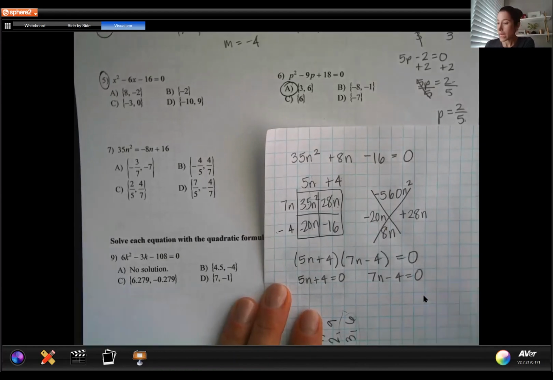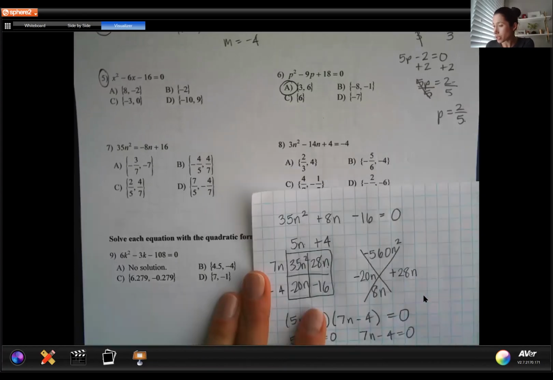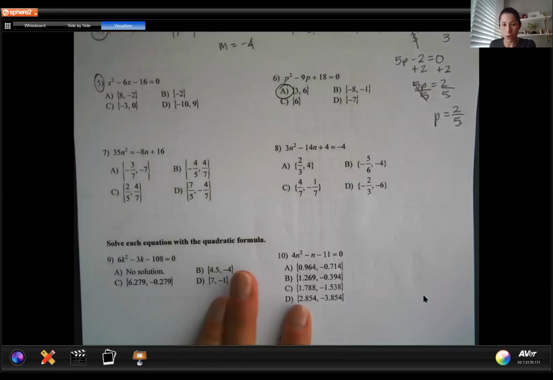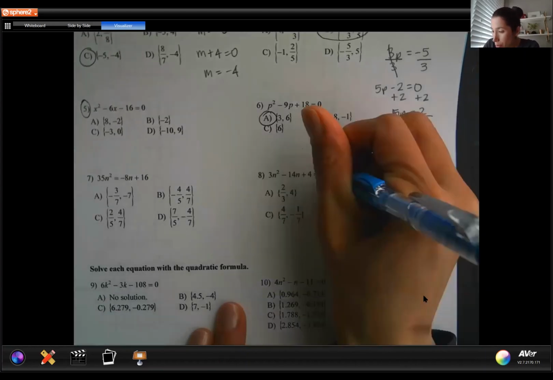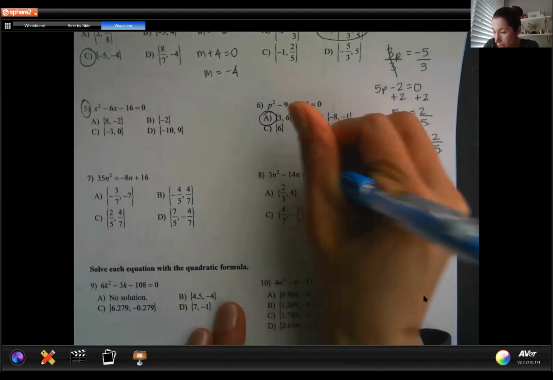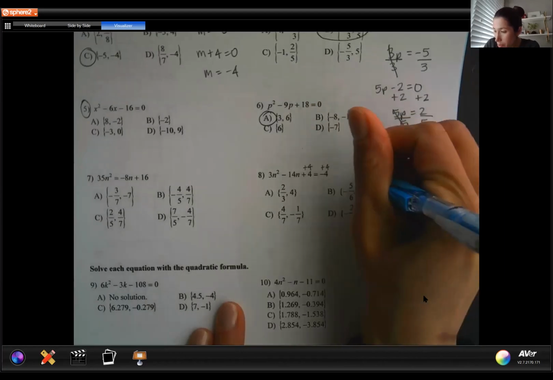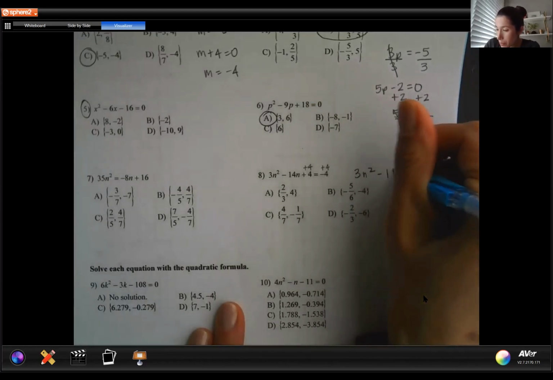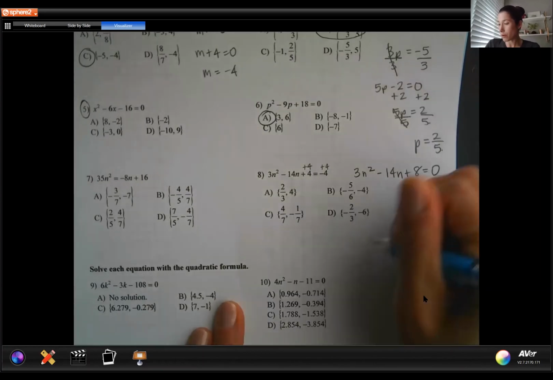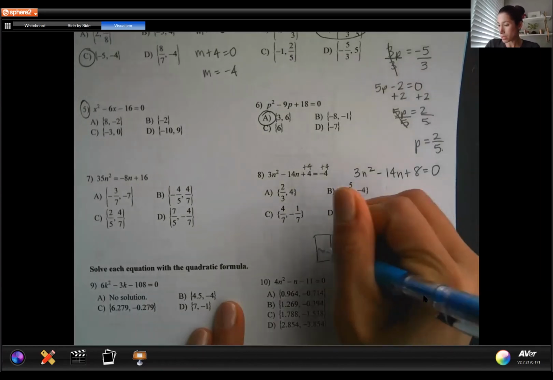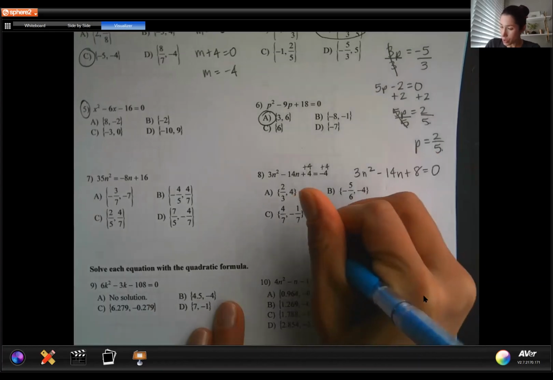Okay, and the last question for factoring, this one here, I'll go ahead and do it on the paper since I have a little bit more space. If we add 4 to both sides, because remember we need this side here to be 0, I would rewrite this problem to look like that. And then we can do our first term in the first box. That's 3n squared.